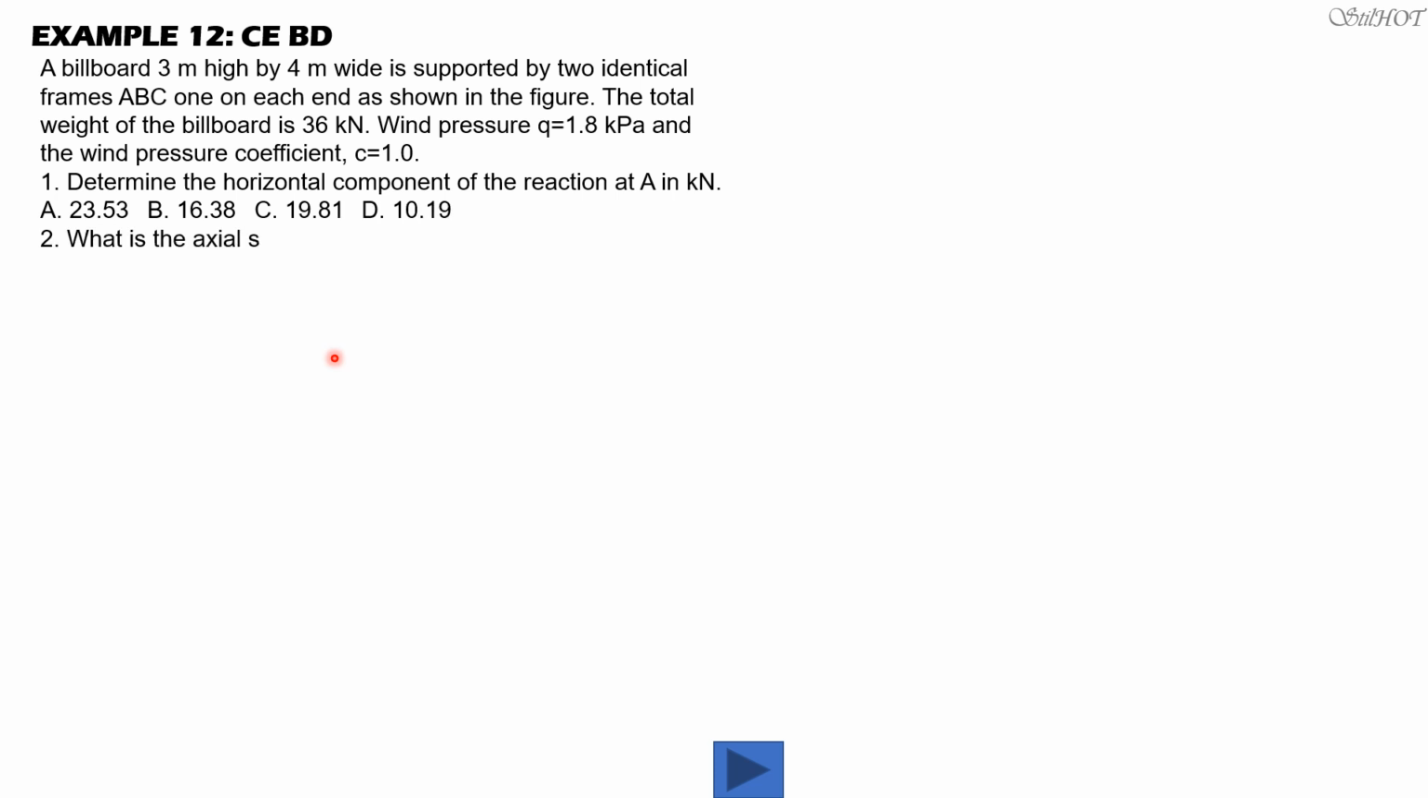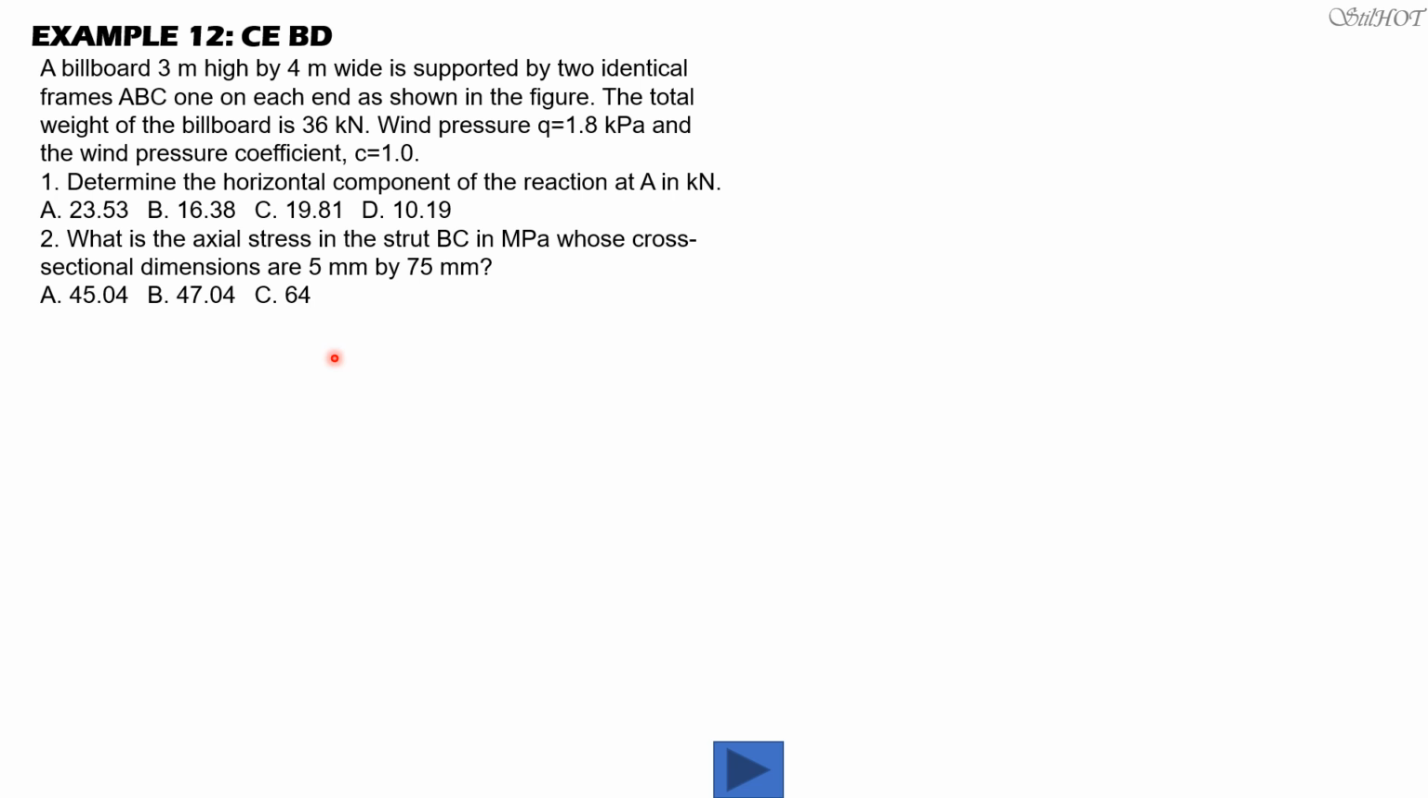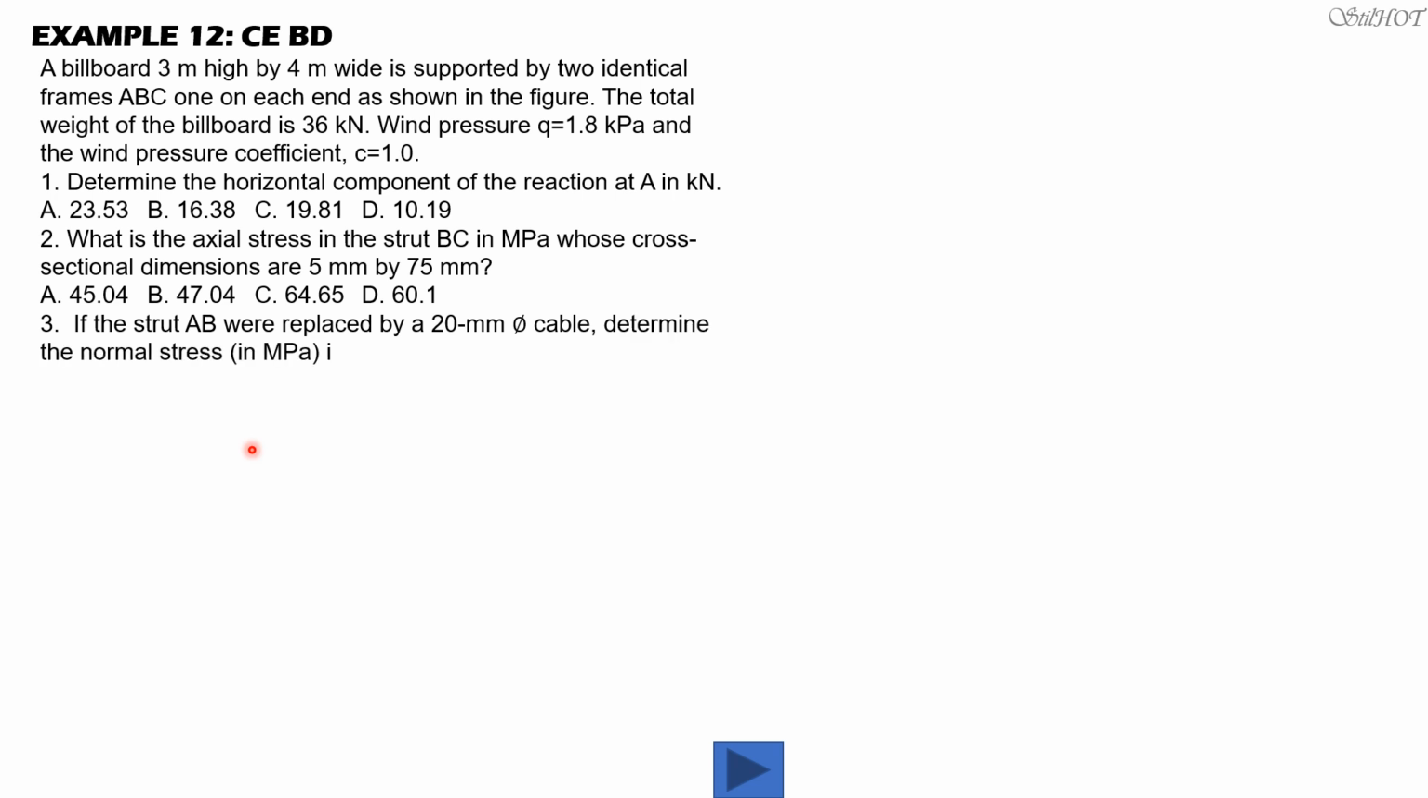And what is the axial stress in the strut DC in megapascals whose cross-sectional dimensions are 5 mm by 75 mm? And number 3, if the strut AB were replaced by a 20 millimeter diameter cable, determine the normal stress in megapascals in the cable. So to solve for these normal stresses, you simply compute for the member forces or bar forces.